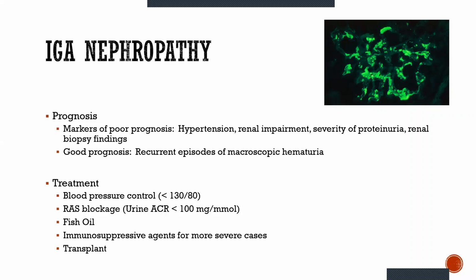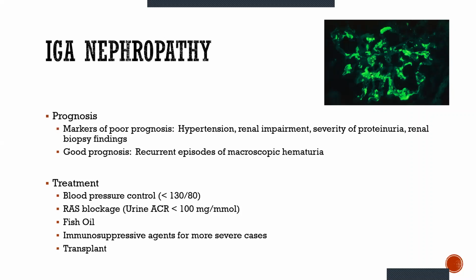Next slide, please. Prognosis-wise, markers of poor prognosis for IgA are hypertension, so we pay close attention to that in our IgA patients, renal impairment, of course, and the severity of proteinuria. If they have more than 1 gram of protein per day, that is a marker of poor prognosis. And the findings on the kidney biopsy. The picture at the top, just so you know, is an immunofluorescence stain for IgA. That's a glomerulus that we've stained for IgA, and it's glowing.